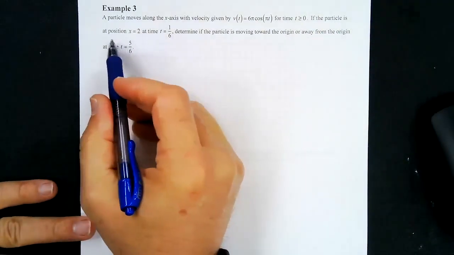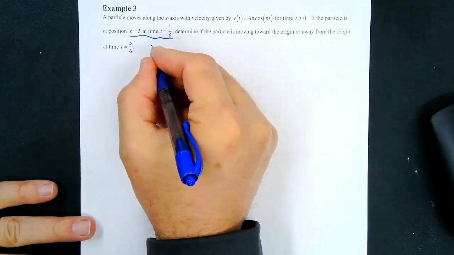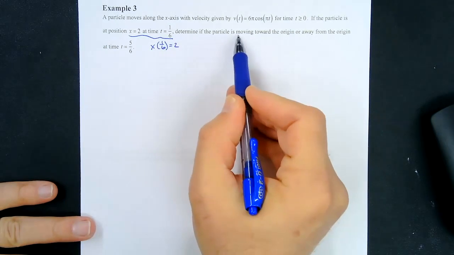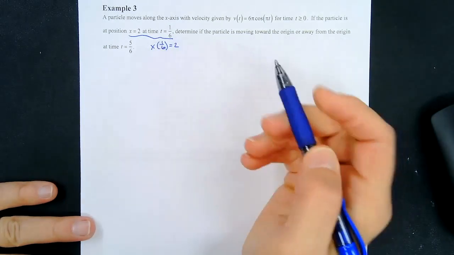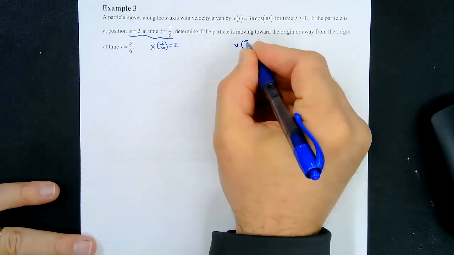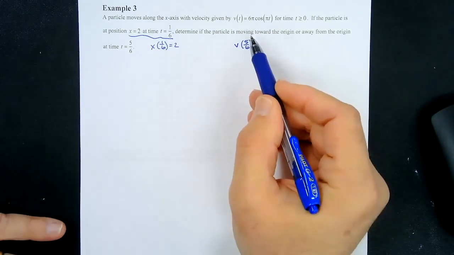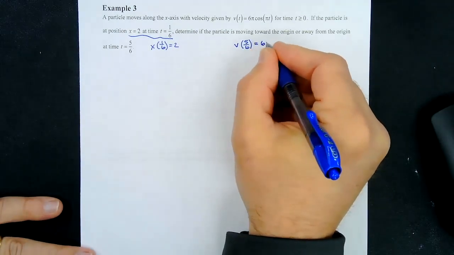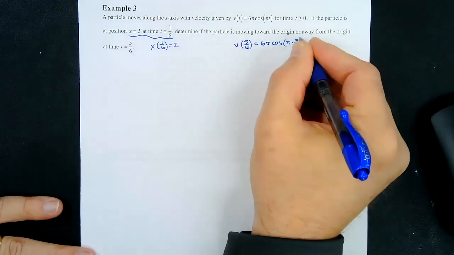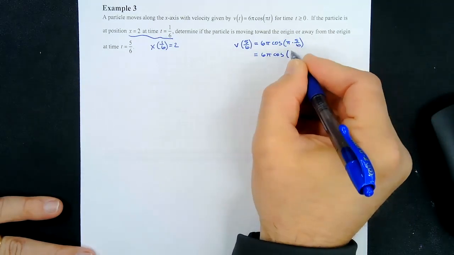So if the particle is at position x equals 2 at 1/6, so that's a position, that's telling us right there that x of 1/6 is equal to 2. Determine if the particle is moving towards the origin or away from the origin at 5/6. Right off the get-go, let's find v of 5/6. Because we're given the velocity function, all we need to do is plug it in. So this is 6 pi cosine of pi times 5/6, that would be 6 pi cosine of 5 pi over 6.